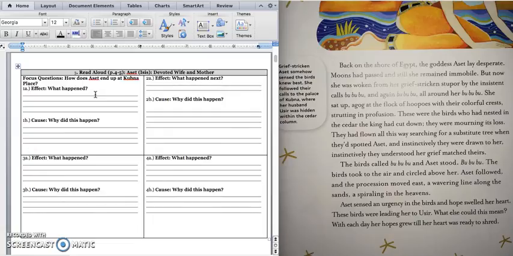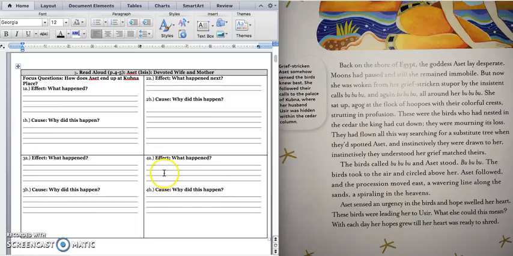Okay, and we want to know, why did she wake up? If we go back into this sentence, it says the incessant calls, boo, boo, boo, and again boo, boo, boo, all around her boo, boo, boo. So we know that the call of the birds woke her up. And we would write down the second part of the sentence in 1B. You would write by the incessant calls, boo, boo, boo, and again boo, boo, boo, all around her boo, boo, boo. Press pause to write down your answer and play when you're ready for the second effect.